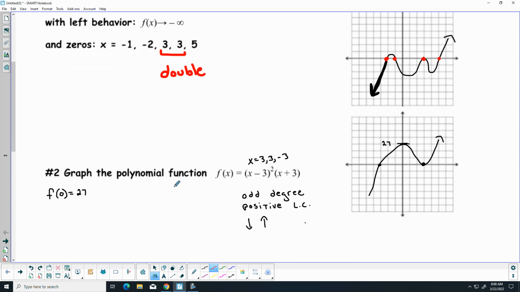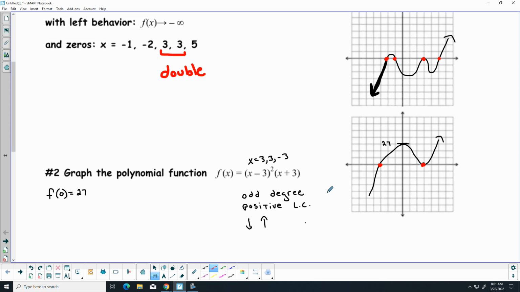On number 2, I wanted to graph that. So I've got a double zero at 3 and 1 at -3. It is a cubic function because I have 2 x's here and 1 here. So it's an odd degree with a positive leading coefficient. So it's going to be down, up.